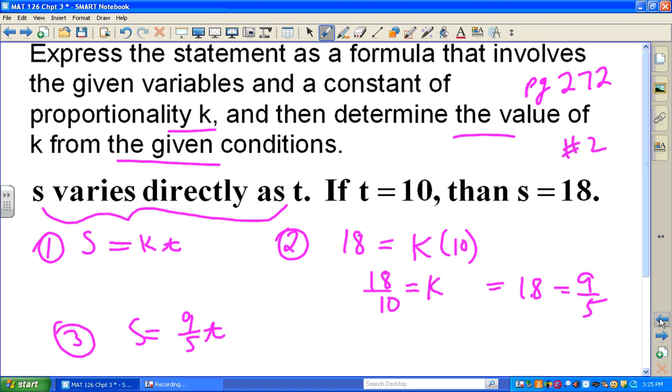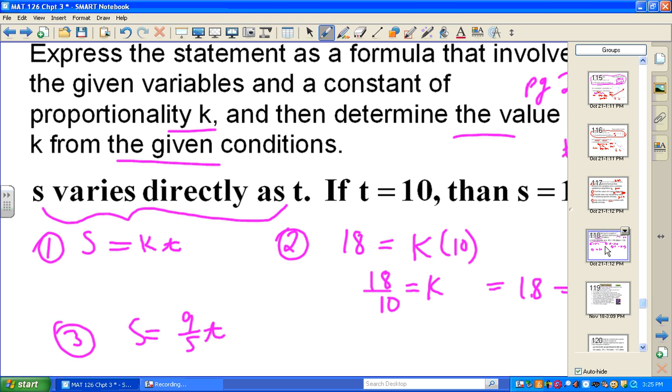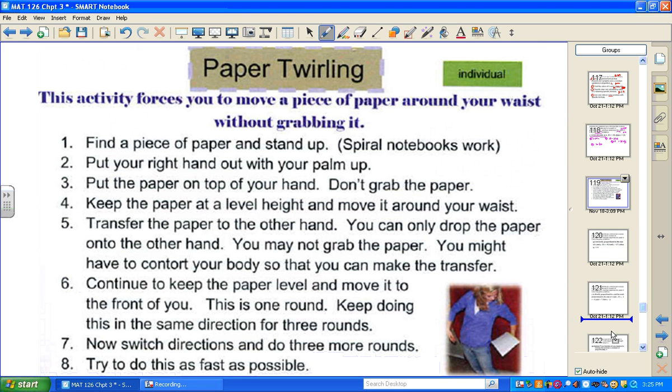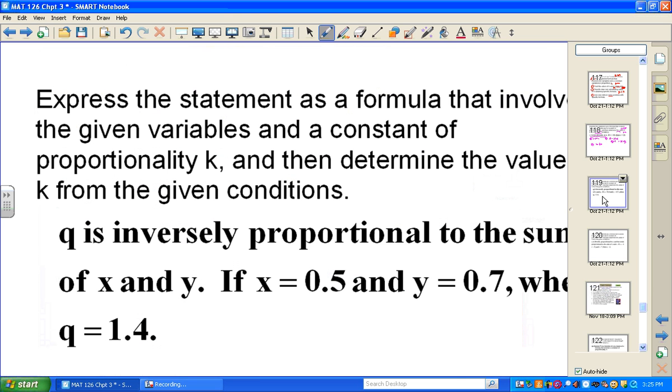Oh, we're not ready for this yet. Let me move that down. Oh, we barely got started. Move that down. There we go. Yeah, that's the brain break. Looks pretty cool, doesn't it?